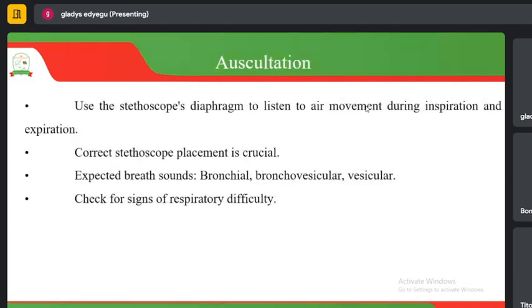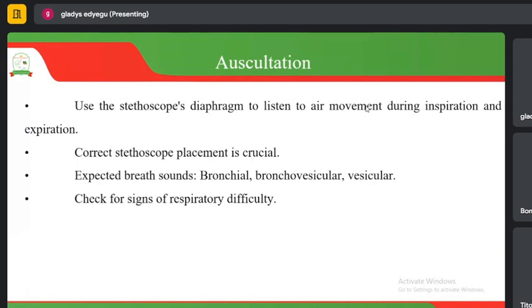So when you go to auscultation after inspection, you're supposed to use a stethoscope. And in our introduction, I remember there was a slide that had a diagram of a stethoscope, and we had labeled all the different parts of the stethoscope. So you use the stethoscope, and it is the diaphragm.